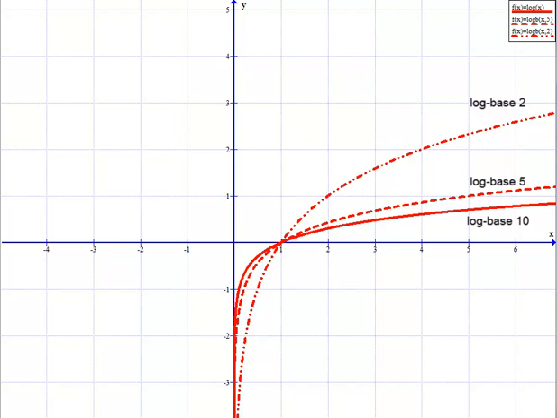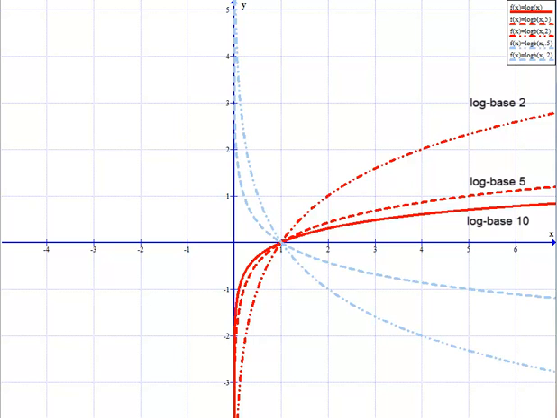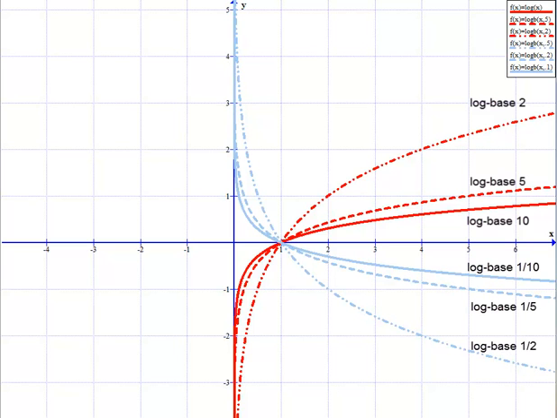Now let's look at the graph of log base 1/2, log base 1/5, log base 1/10. You'll notice as the log base decreases from 1 towards 0, the graph exhibits logarithmic decay, with bases closer to 1 exhibiting faster decay than bases closer to 0.